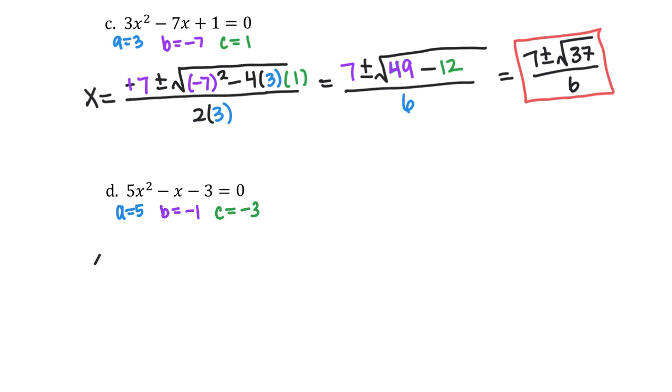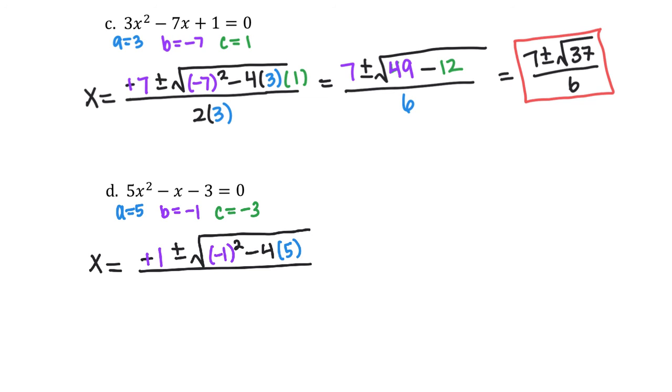Okay, the formula is x equals -b. What's b? B is -1. So if I do -1, it turns into +1. Plus or minus the square root of b squared. B is -1. Use parentheses, especially on a negative. Minus 4 times a times c, all over 2a.